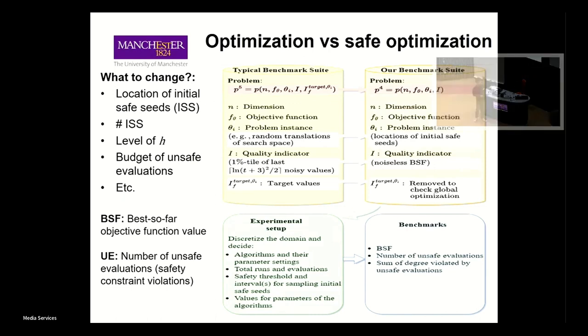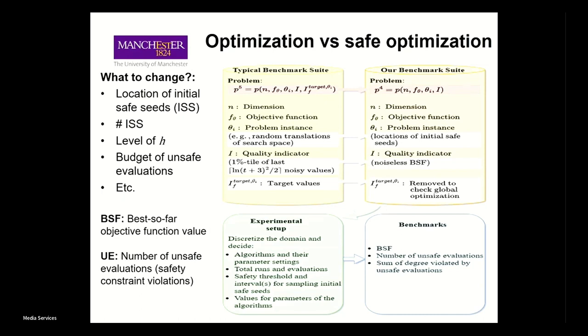If we start from the typical benchmark suite, you fix the dimension and have the objective function, and you create problem instances to repeat the algorithm to average the algorithm performances. And then you have a quality indicator. However, they allow a large evaluation budget, and they fit the performances to target values. In our study, we create problem instances by providing different locations of initial safe seeds. We use the quality indicator as noiseless BSF because we only allow 100 total evaluations due to the expensive nature of safe optimization. And we remove the target method because we also want to observe whether algorithms are able to perform global optimization.